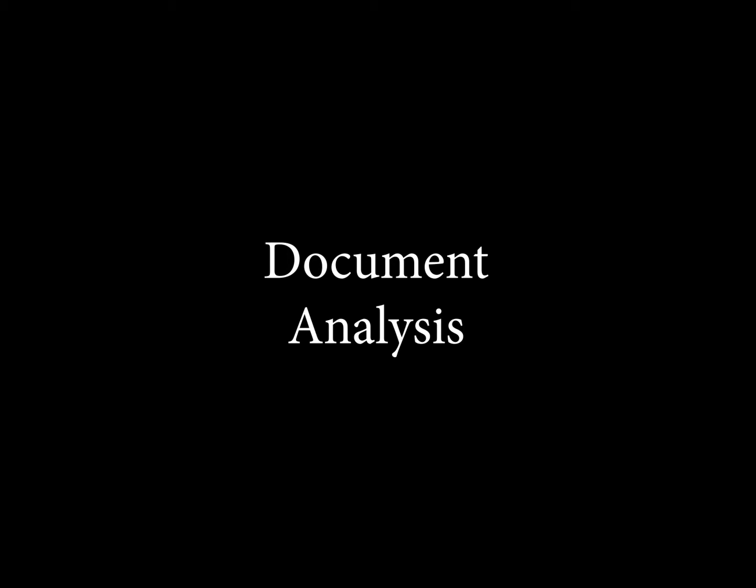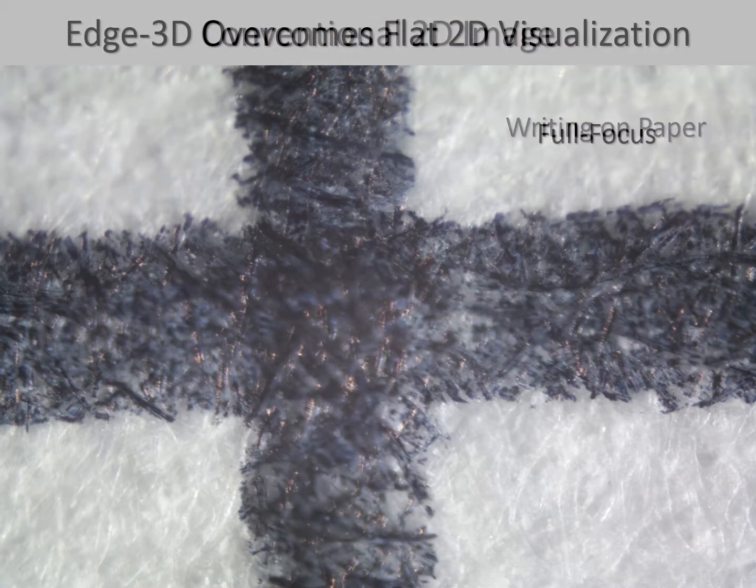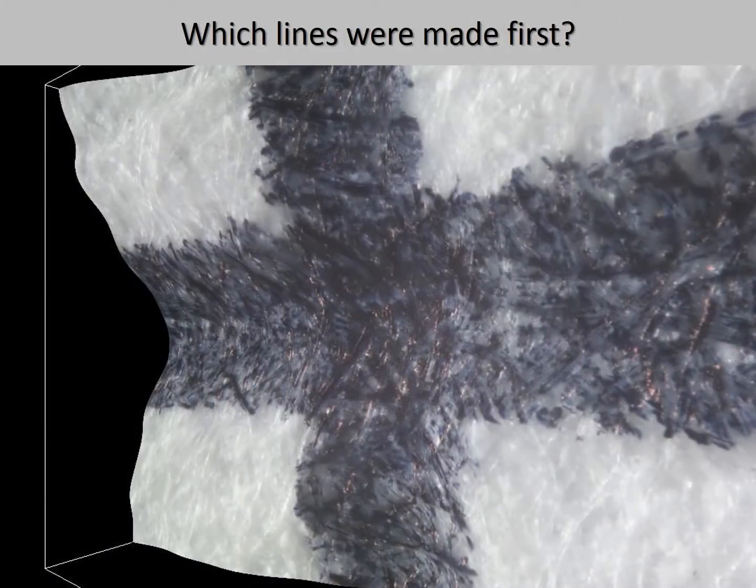Document analysis is an important area of forensic science to determine forgeries and counterfeits. Here is a two-dimensional image of 2 strokes of a ballpoint pen on paper. Here is a full-focus image of the 2 strokes of the pen. The question is, which stroke was created first? A 3D model shows that the pen strokes create tiny grooves in the paper.